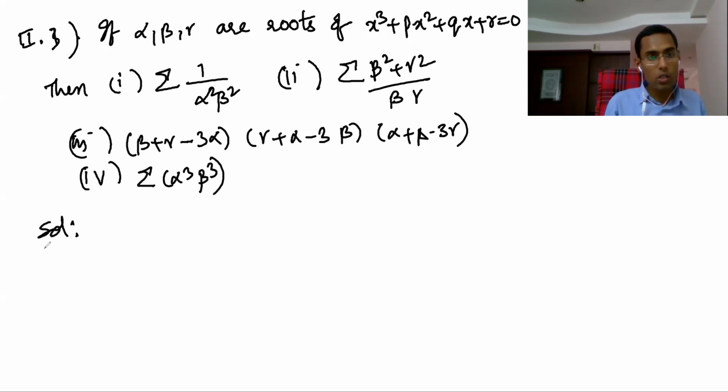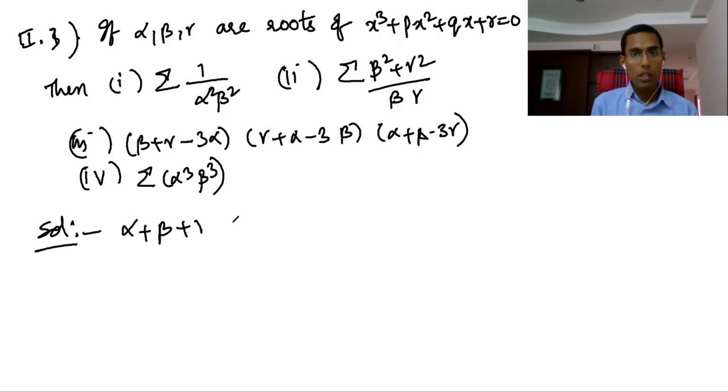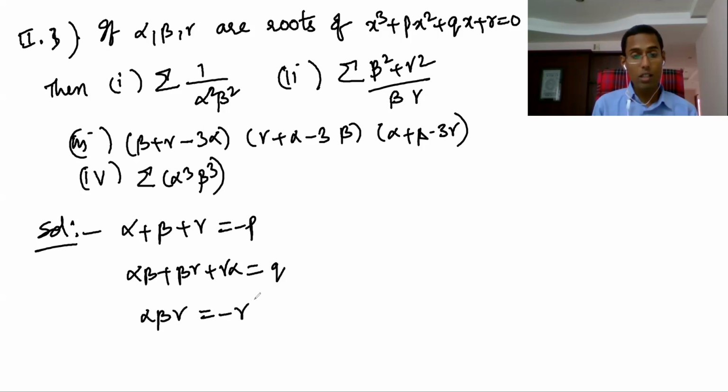Now let's answer this question. First thing is the sum of the roots. What you are going to write is: alpha plus beta plus gamma is minus p. Alpha beta plus beta gamma plus gamma alpha is going to be q. Alpha beta gamma is going to be minus r. Now let's take the first question.